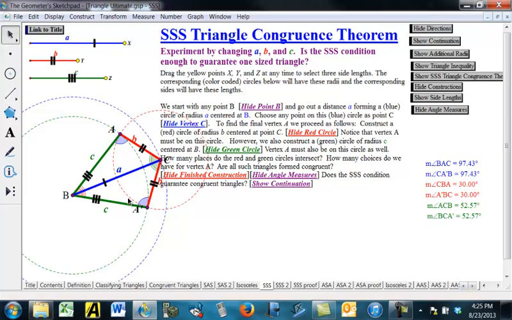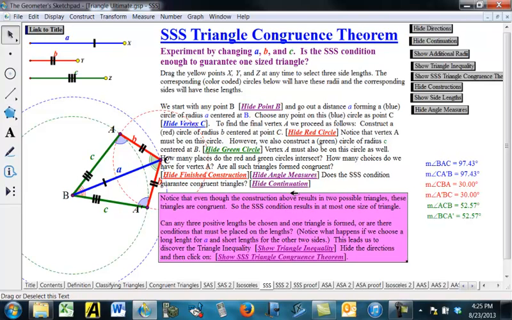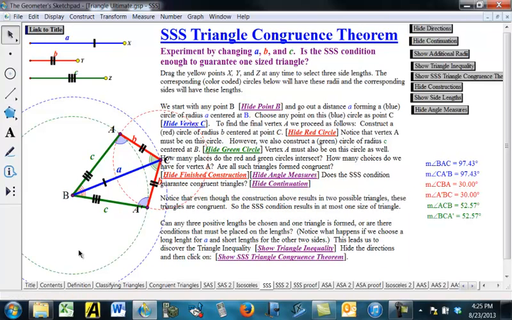So does the side side side condition guarantee congruent triangles? And yes, the answer is yes. It results in at most one size of triangle. Now the next question is, can any three positive lengths be chosen and one triangle is formed, or are there conditions that must be placed on the lengths? And the hint is, what if we chose a long length for A and short lengths for the others?